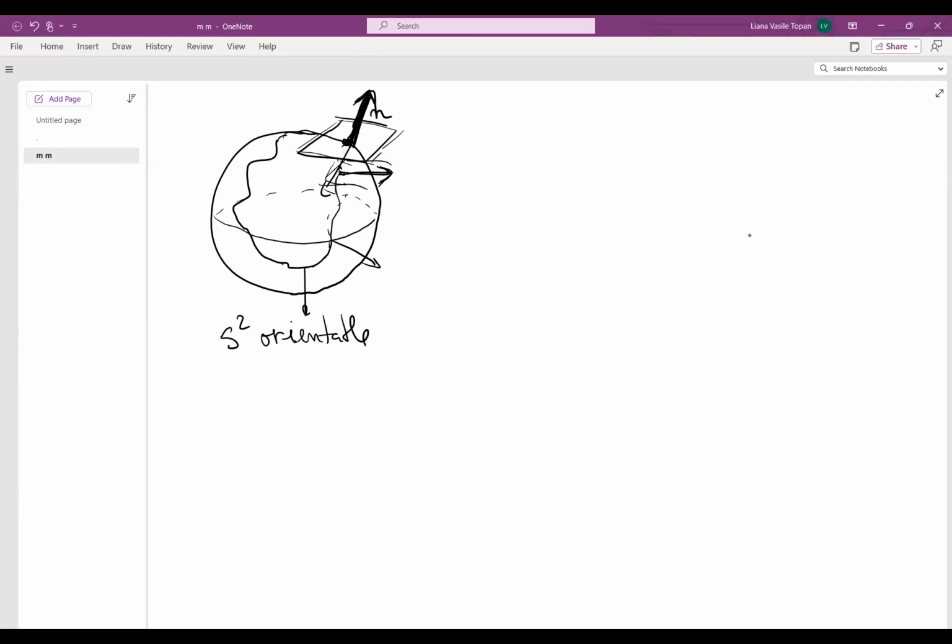It's just, you know, that's a very vague thing. It's just for you to understand a little bit what we mean. Now, an example of a space which is not orientable is, for instance, the so-called Möbius band, Möbius strip. Okay, so this is non-orientable.